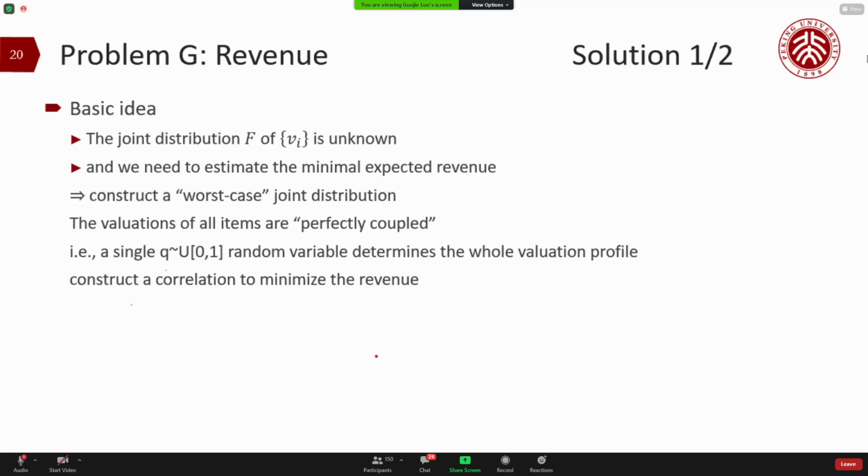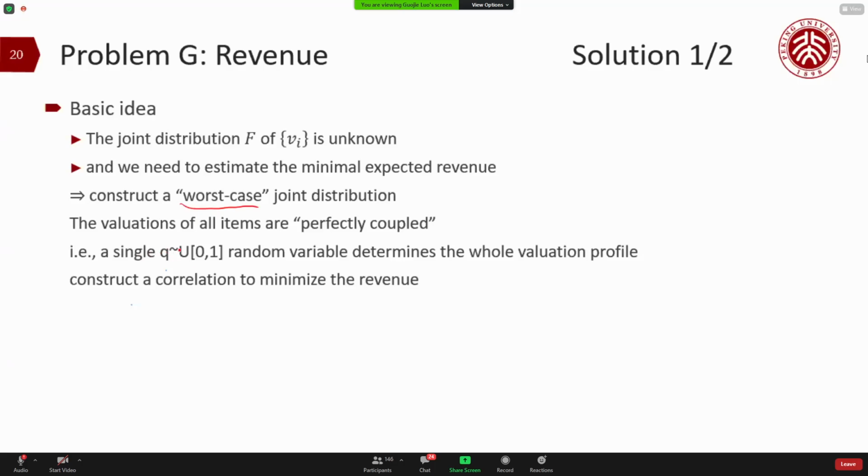We can construct a worst case joint distribution because it's unknown. And we need to find the minimum expected value from all possible joint distributions. So one way is to construct a worst case joint distribution. And to make things simpler, the worst case joint distribution is the one where all the valuations are perfectly coupled. We have a formal definition, but here we just present it intuitively.